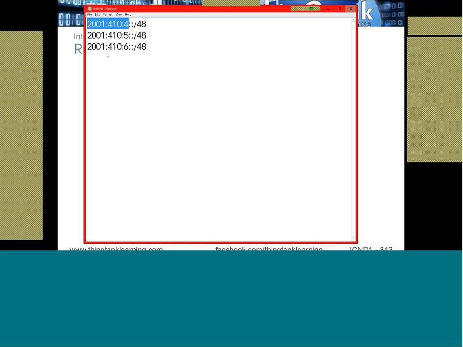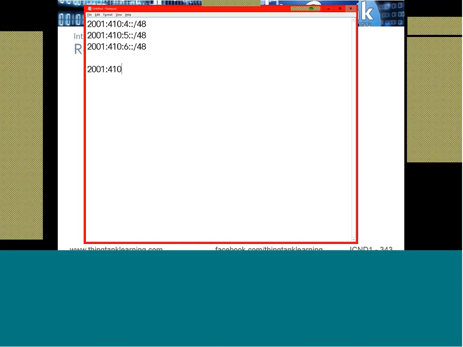I abbreviated it, right? So technically it's 2001:0410:0004. But do you guys agree that that's 48 bits? How many bits exist in each hextet? 16. So we have 16 bits, 16 bits, 16 bits, that's 48. So these are network IDs. If I wanted to summarize these, guess what? It's exactly the same as IPv4.